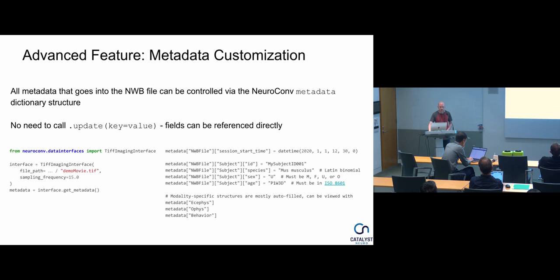Okay, an advanced feature is metadata customization. I've kind of alluded to it throughout this presentation, but a recent feature that we added is you no longer need to actually call update on those dictionaries. If you're familiar with Python dictionary structures, if you need to update a field, you usually call the .update method with a key and value pair. We've actually designed it in a way that you can nest it arbitrarily by key and just set it directly equal to the values, which is also very convenient.